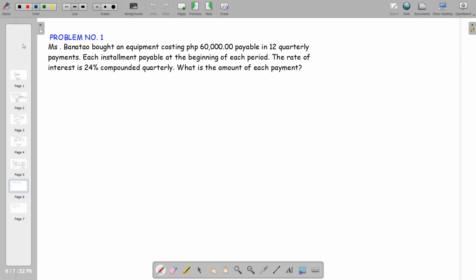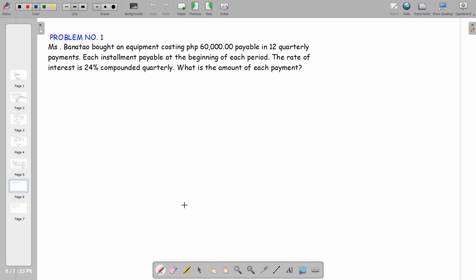For the first problem on annuity due, we have problem number 1. Miss Banato bought an equipment costing 60,000 pesos, payable in 12 quarterly payments, each installment payable at the beginning of each period. So from the problem itself, it mentioned that the payment will occur at the beginning of the period. So this is an annuity due problem. We have here a rate of interest of 24% compounded quarterly. What is the amount of each payment?